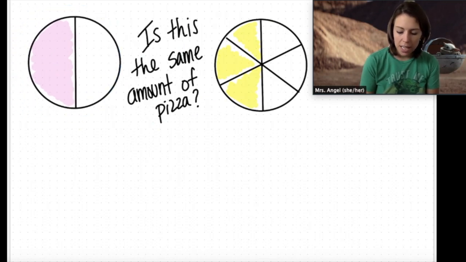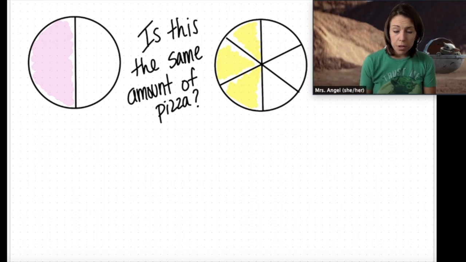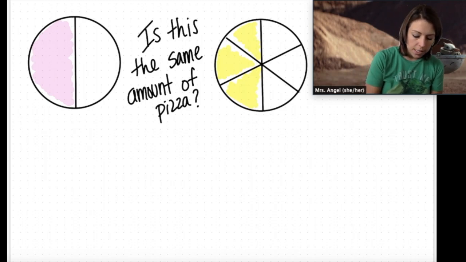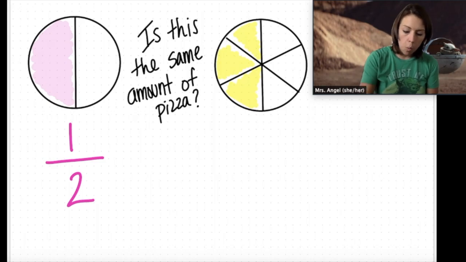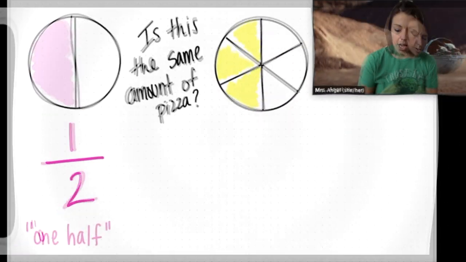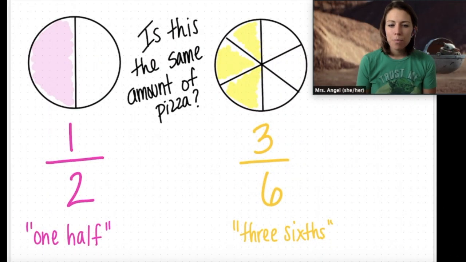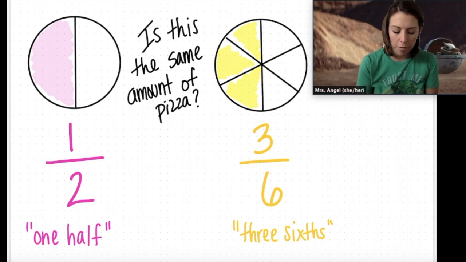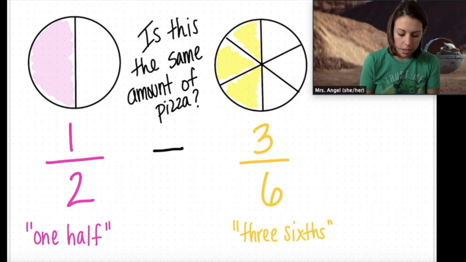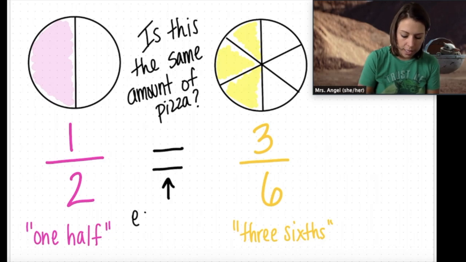Let's look at what that looks like as a fraction. In the first pizza, there's 1 slice out of a total 2, so that would be the fraction 1/2. In the second pizza, we have 3 slices shaded in out of a total of 6. Because we have the same amount of pizza, these two fractions are equivalent.